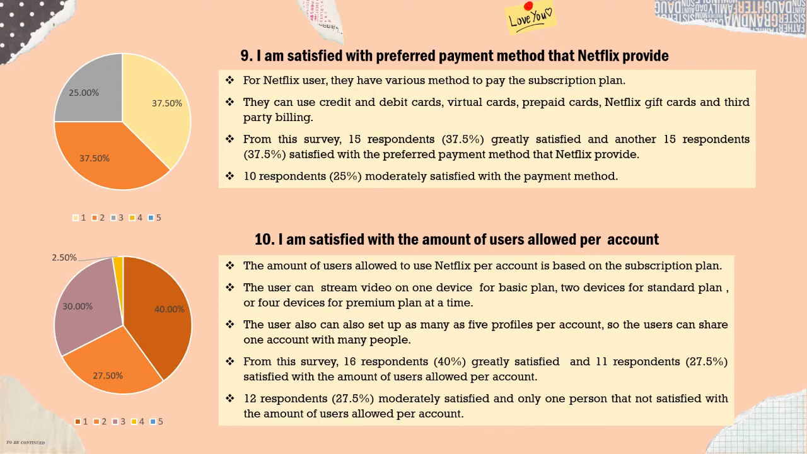From the 10th graph, we can see that most of the respondents are satisfied with the number of users allowed per account. For your information, the user can set up 5 profiles per account, so the user can share one account with many people. From this survey, 16 respondents, which is 40%, are greatly satisfied, and 11 respondents, which is 27.5%, are satisfied with the number of users allowed per account.